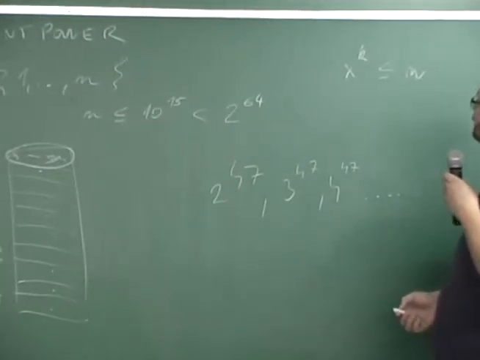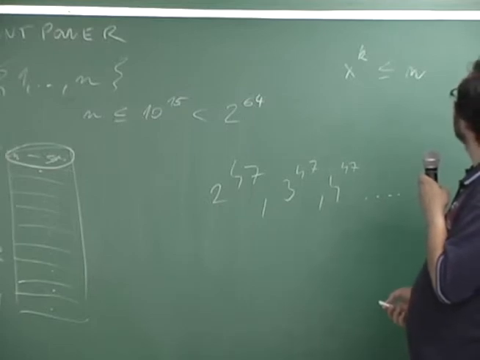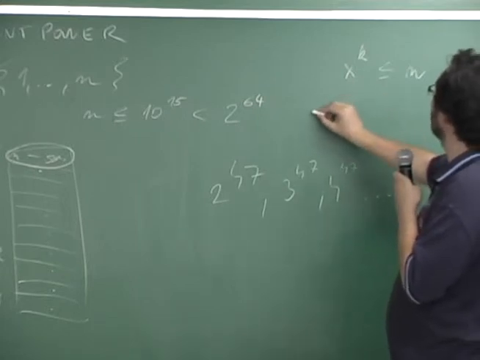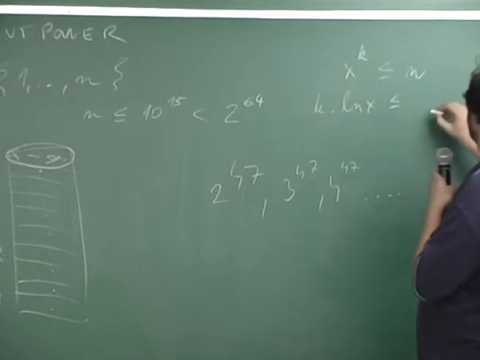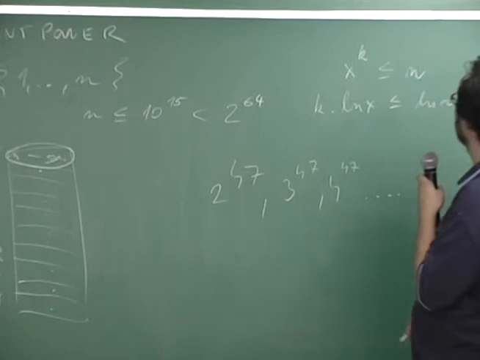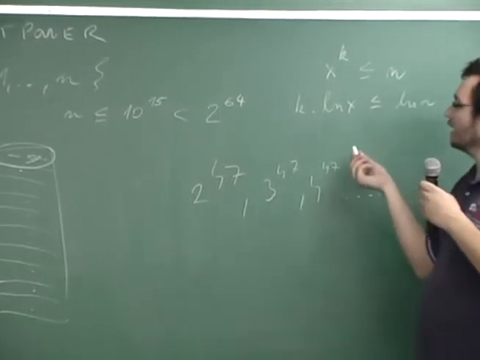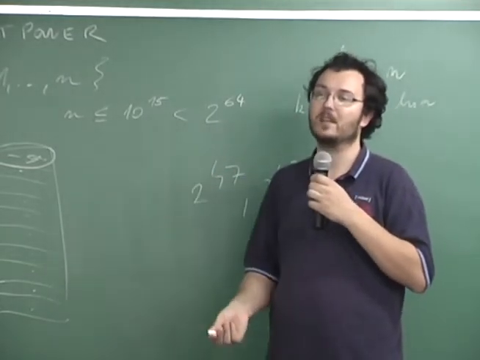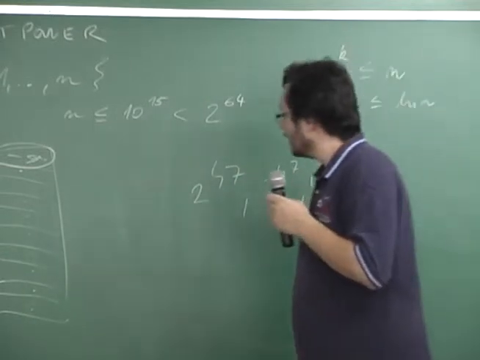If we take, for example, a natural logarithm of both sides, we get that k times ln x must be less than or equal to ln n. And solving this for x can be done easily, and then, in order to be sure about the plus minus ones, we can compute the values exactly and compare them. All right.